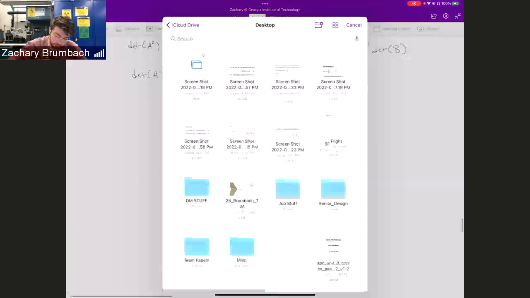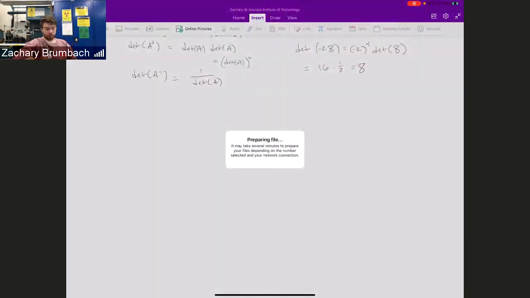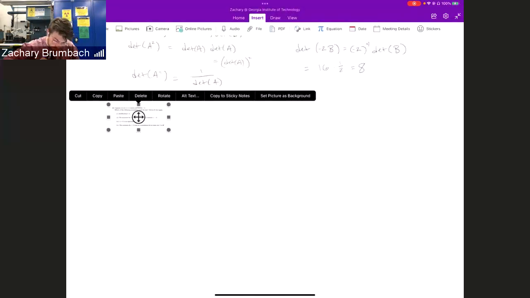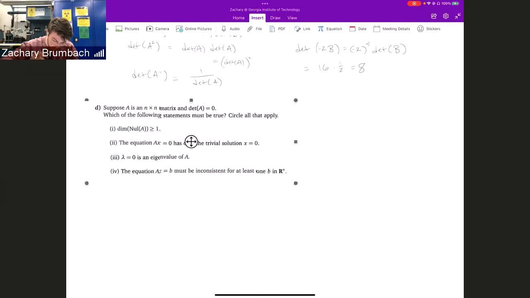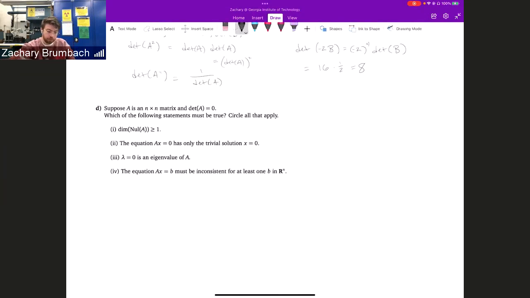So this is a much more conceptual question, which they love to do. All right, let's go through this. Suppose A is n by n, determinant is equal to 0. What does that mean? It means we have a lambda equals 0. It means it's not invertible. And it means it has a null space. All three of those things are exactly equivalent in terms of square matrices.